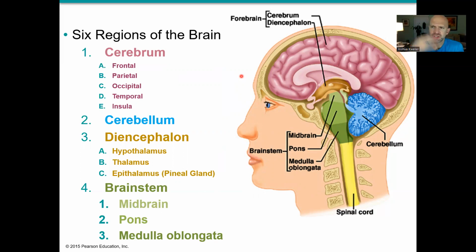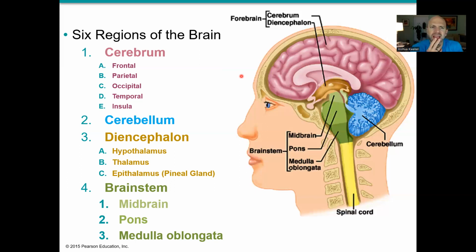So as I said, we're going to start at the top. Let's work our way down. The cerebrum. Everybody say cerebrum, cerebrum. That is different than the cerebellum. The majority of the brain tissue is in the cerebrum. When we refer to the cortex, we're referring to the cerebral cortex 9 times out of 10.